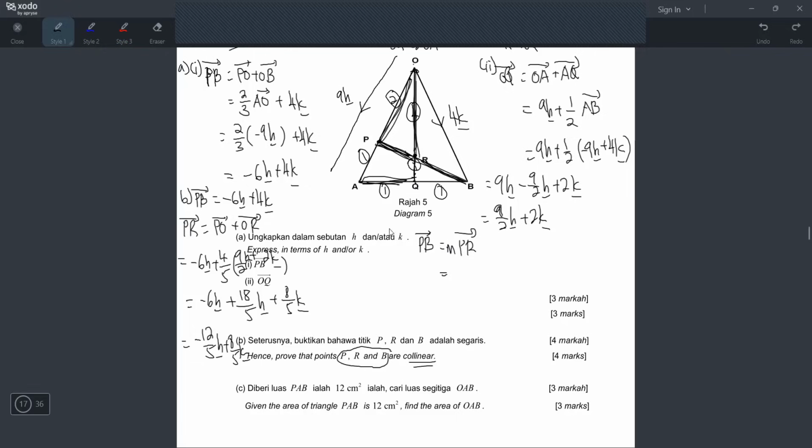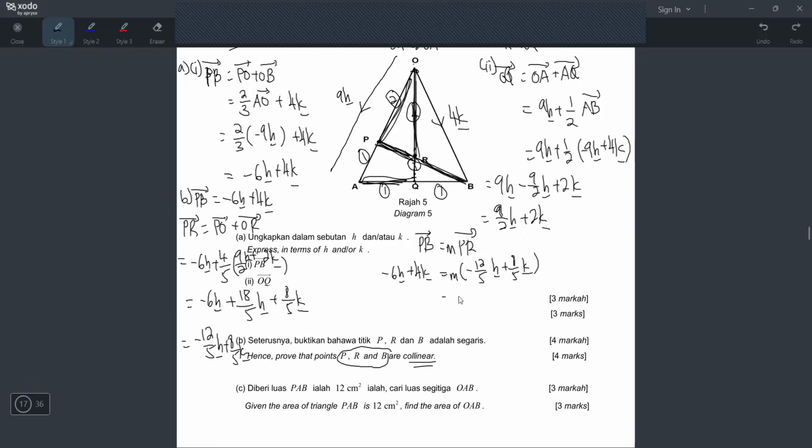Okay, what is vector PB? Negative 6H plus 4K. And then M times what is vector PR? Negative 12/5H plus 8/5K. Alright. And what I will do now is I will take the M, expand inside, and then compare both coefficients. And when you compare both coefficients, you can find your M. If your M value for both sides is the same, then it's parallel. If the M on both sides is not the same, then it's not parallel. Okay, this is how you prove.